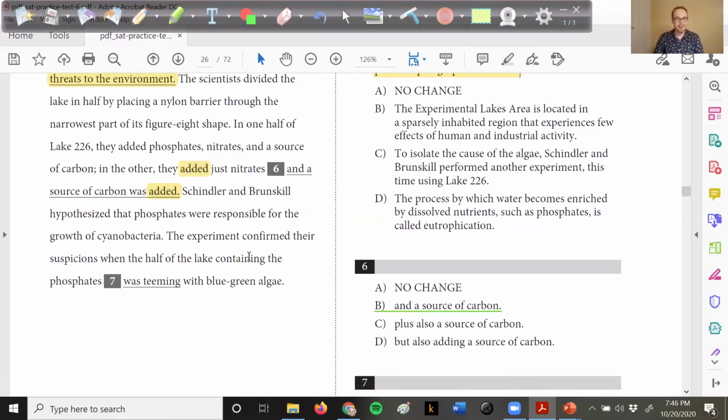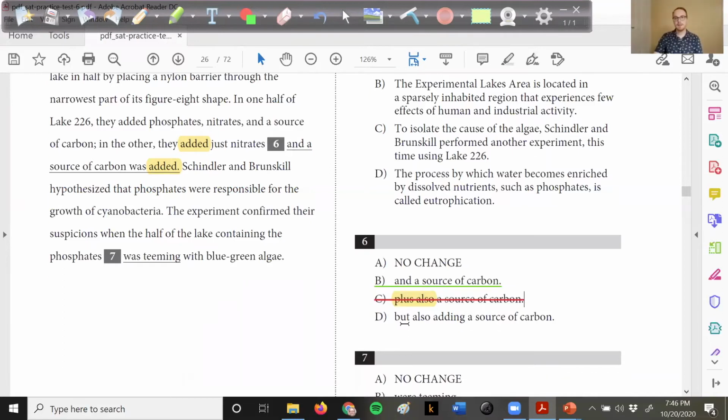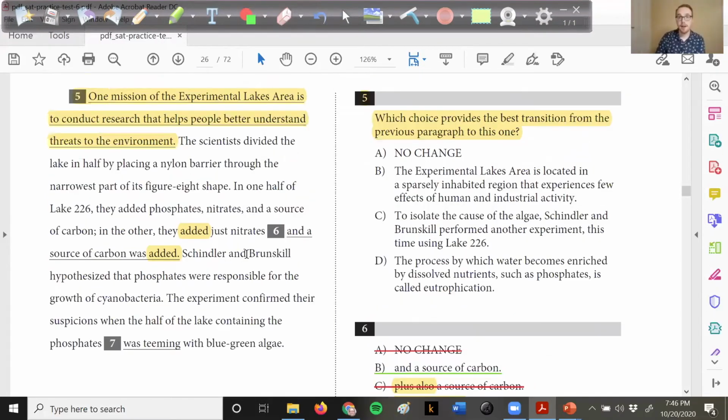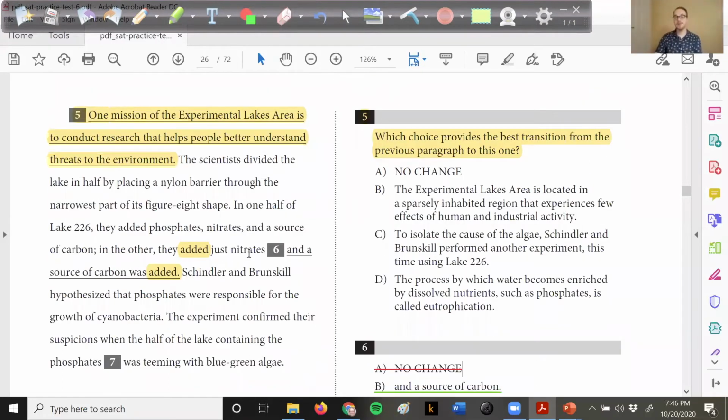We know that we're adding things. We don't need to say plus also, because those two words just mean the same thing. And we don't need to say but also adding, because that, again, just repeats added, and but also is an awkward way to bring up a new idea. So B is what we're going to go with there. All right, I haven't forgotten about you, question number 5. I'm coming back as soon as I have a better idea of the main idea of this paragraph.